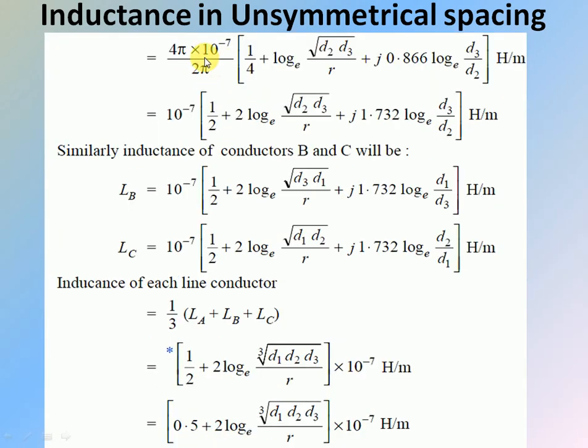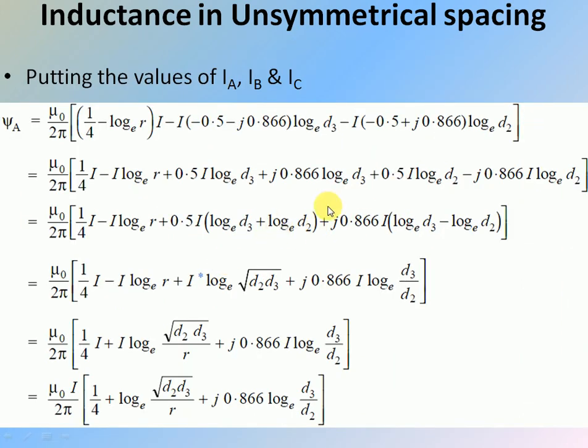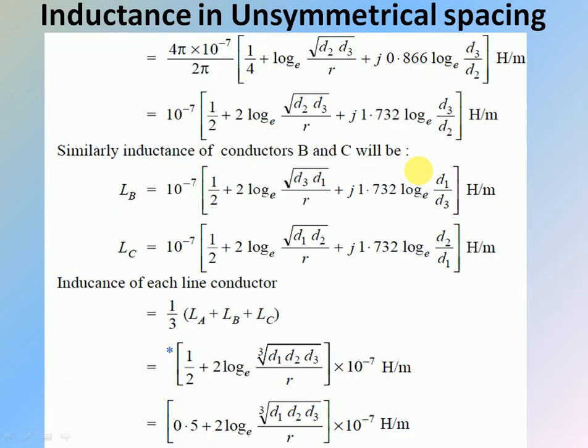After making the substitution of mu 0 as 4 pi into 10 raised to minus 7, the relation for inductance is this. After further simplifying, we will be getting the inductance of conductor A in a transposed unsymmetrical system like this. Just like how we have determined the flux linkage associated with conductor A and the inductance of conductor A, we can easily determine the inductances of conductor B and conductor C in the same manner. Thereafter, we can find the inductance of each line conductor by taking the average of inductances LA, LB and LC.